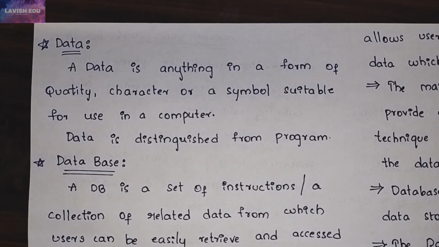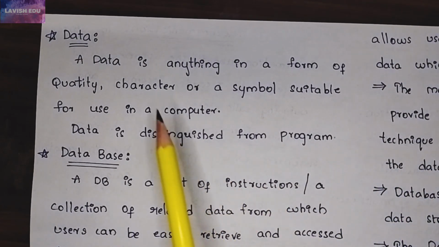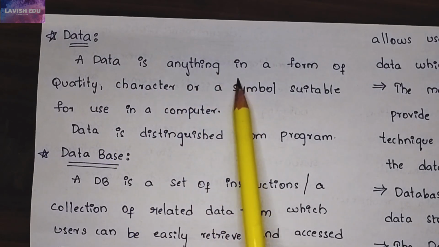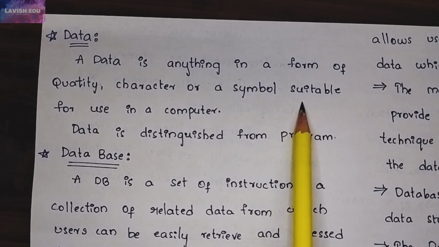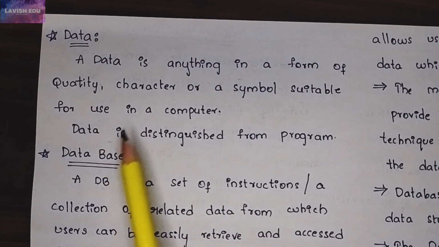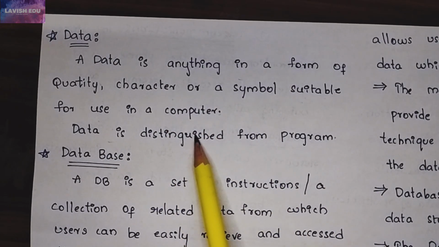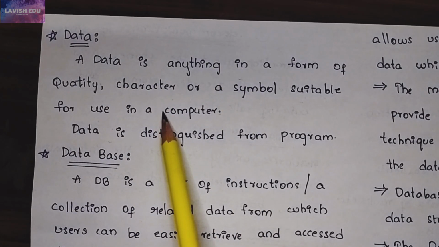So let's see the definitions of these important database management system terms. First we'll discuss data. Data is anything in the form of a quantity, character or a symbol suitable for use in a computer. Data is distinguished from program. As we have seen this before in the discussion, it's quite simple to understand this definition.